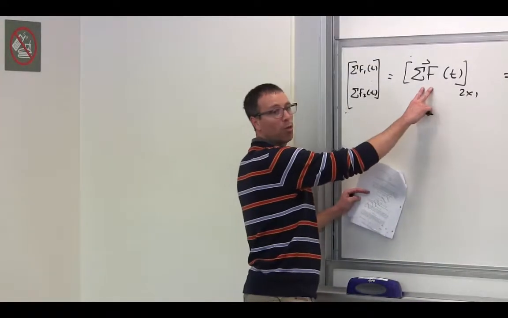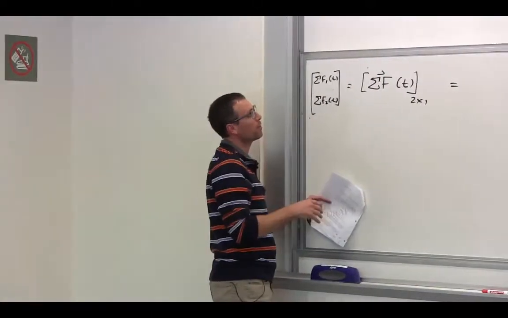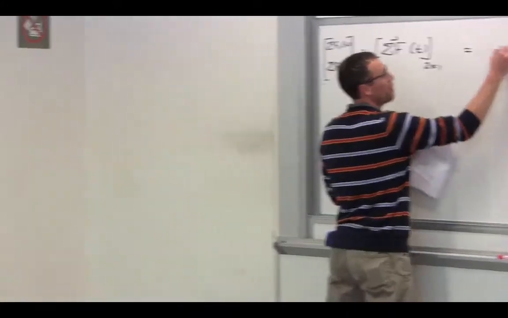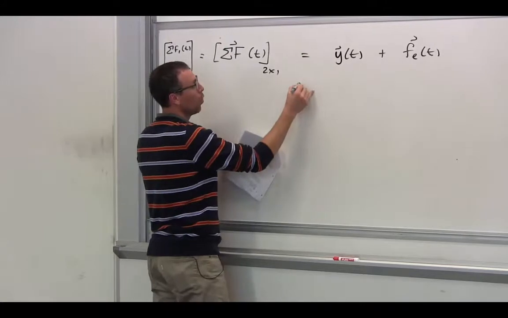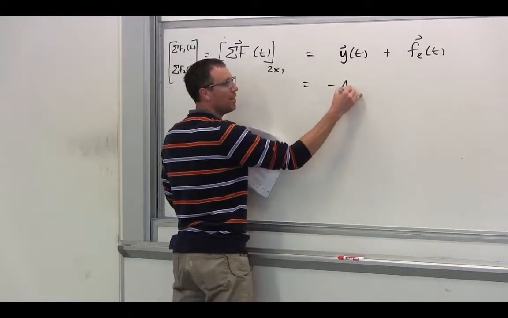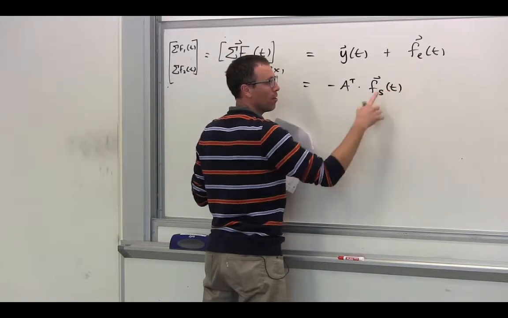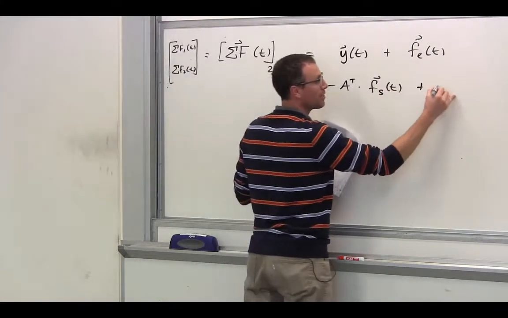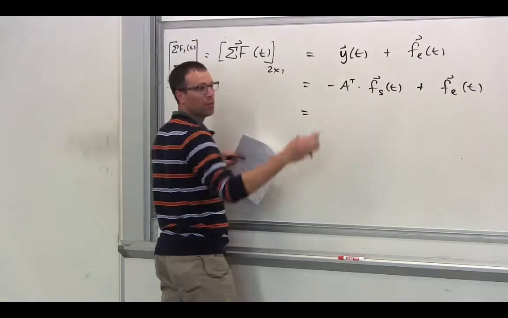Okay, so what was the net force on every single one of these? It's been a while since I did this. I usually have them memorized, right? It's been a few years. What was the net force on each? How do we express that? It was going to be my internal force of my system plus my external force. Well, what was my internal force of my system? It was negative A transpose times my forces having to do with my springs, right? Plus Fe of t.